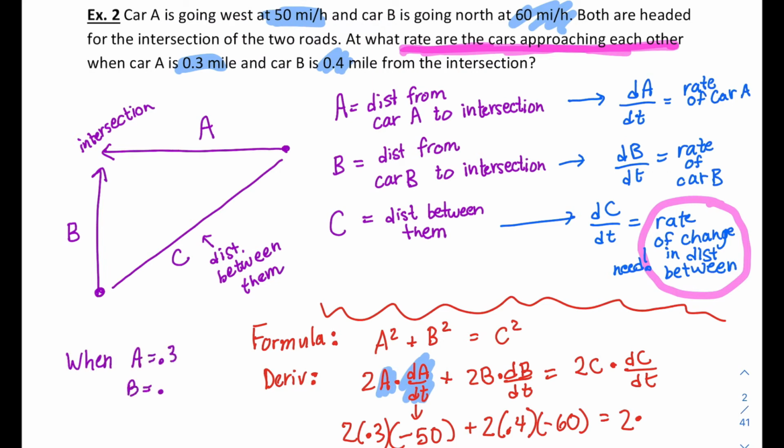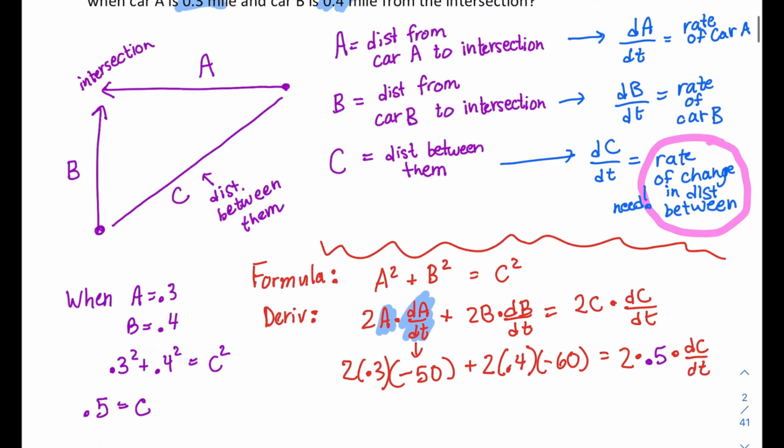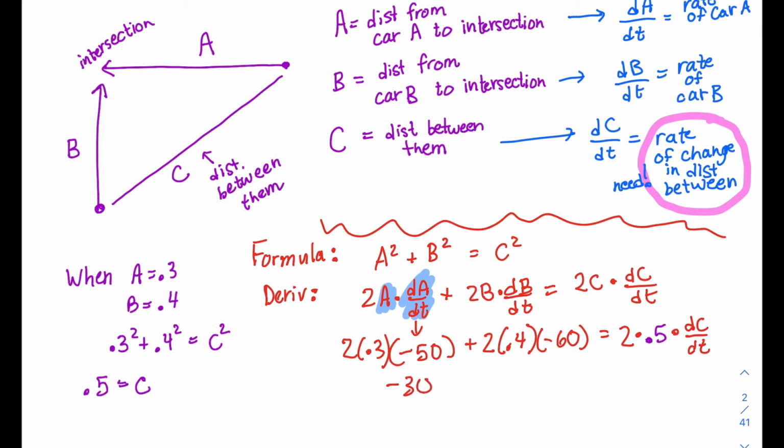Now I need to find c. So if I use a little Pythagorean theorem, the distance at this point in time measured between the two cars is going to be c equals 0.5. I just thought 3, 4, 5 special triangle. And then we're going to solve for the rate of change dc/dt. So if you simplify a little bit, you end up with negative 78 miles per hour.